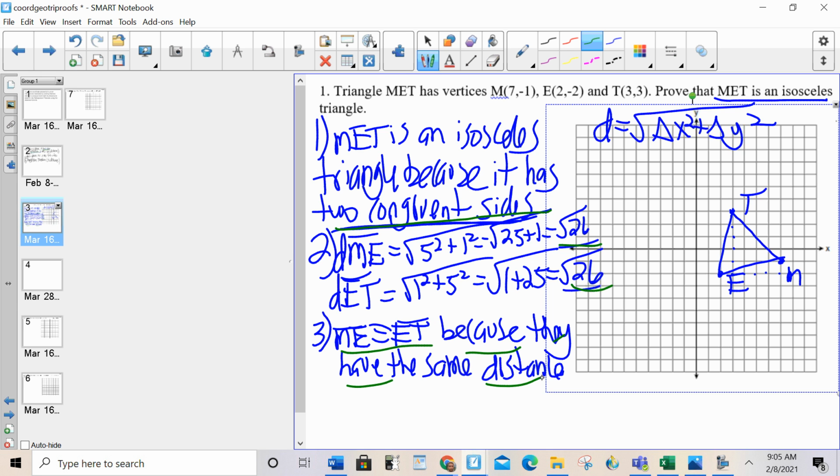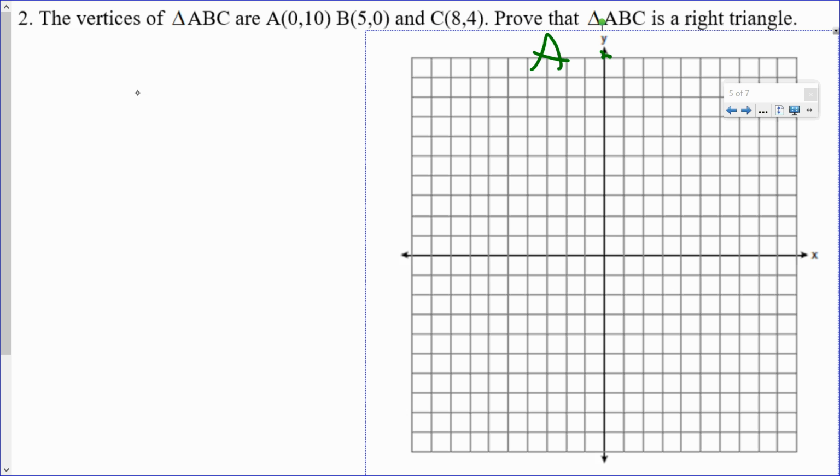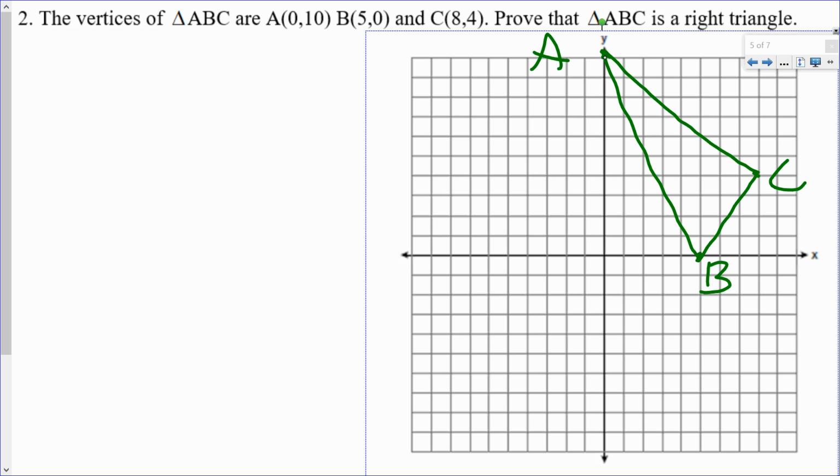Number 2. A is (0, 10). B is (5, 0). C is (8, 4). It wants me to prove that triangle ABC is a right triangle. So this is different than the previous question. The previous question said to prove an isosceles triangle. Here it wants me to prove that triangle ABC is a right triangle.